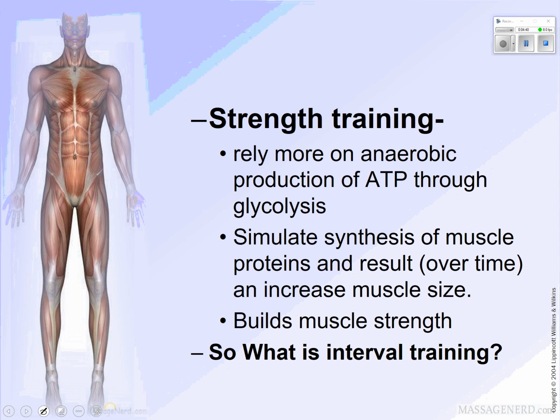Strength training relies more on your anaerobic production of ATP through glycolysis. It stimulates the synthesis of muscle proteins and results over time in an increase in muscle size, your muscle hypertrophy. It builds your muscle strength. I always ask students, what is interval training? Interval training is a workout regimen that incorporates both types of training at different intervals. You might do aerobic activity for 2 minutes, maybe strength training for one, and then it alternates back and forth.